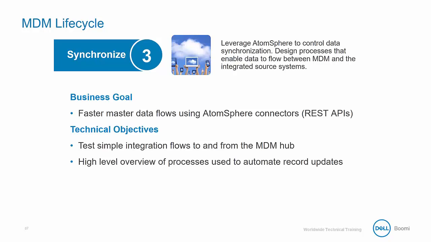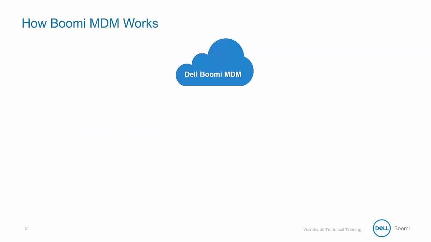Let's take a quick look at the overall structure of the MDM solution that we'll be creating. This is going to be a high-level overview of how AtomSphere communicates with the MDM platform. We start with the Dell Boomi MDM cloud, represented by the image of a blue cloud. Within this cloud, all repositories exist, including the contact repository we created in an earlier video. You can see that we have represented that repository with the purple rectangle under the Dell Boomi MDM cloud icon.